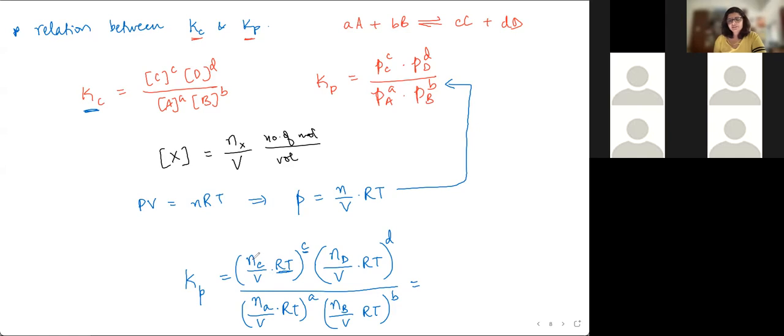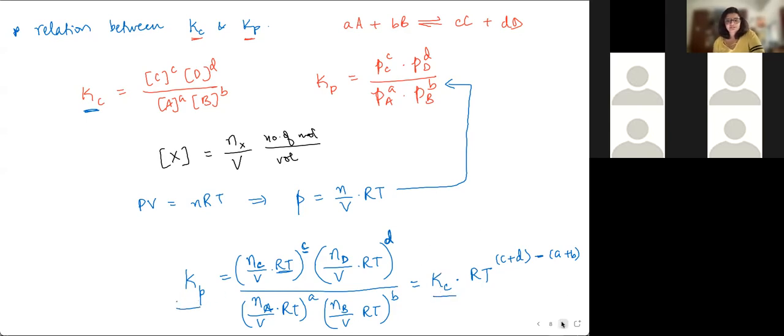So if I take the concentration of C, concentration of D, concentration of A, concentration of B alone, then that's going to give me KC. But I also have RT raised to the power C plus D minus, because it's in the denominator, A plus B. So this is the relation between KP and KC.